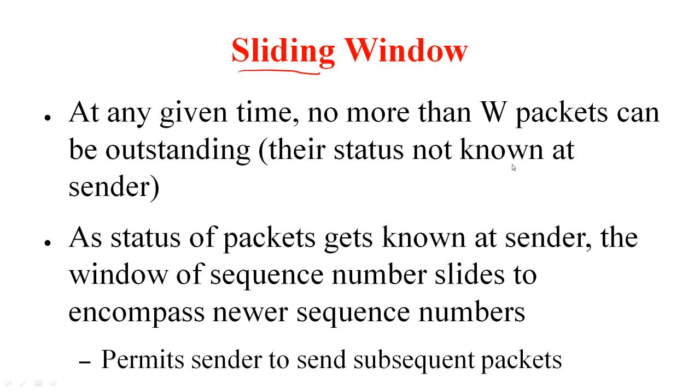In other words, they're received, but the sender doesn't know it yet. So as far as the sender is concerned, there are W packets outstanding. It doesn't know their status. Now, as the status of these packets gets known at the sender by receiving ACKs from the receiver, what happens is you start sliding the window of sequence numbers to encompass newer sequence numbers. That is where the sliding is coming from. So this will permit the sender to send subsequent packets. If you didn't understand, don't worry, a figure is worth many words.